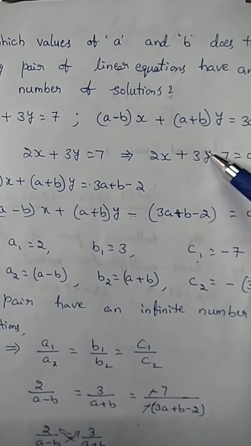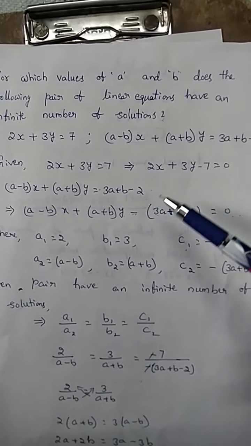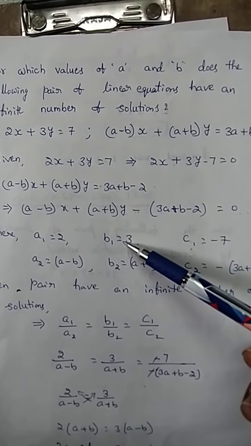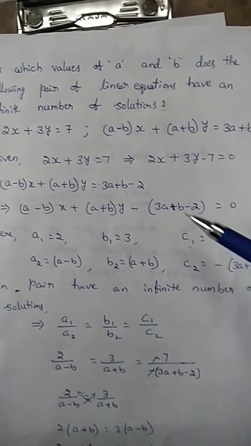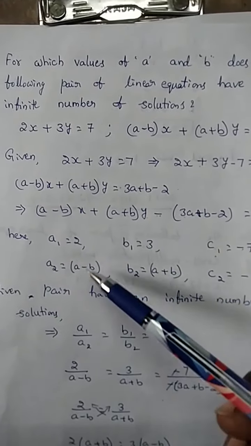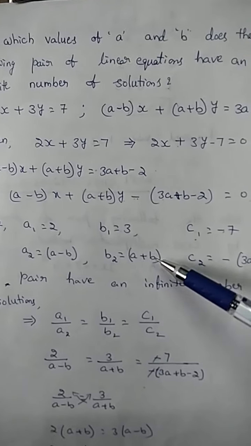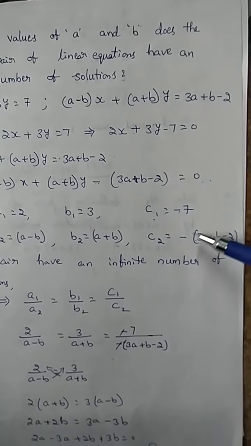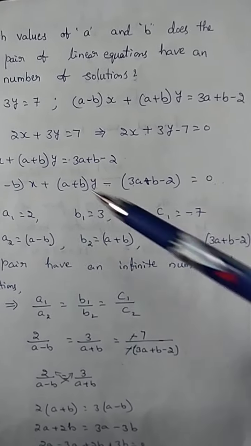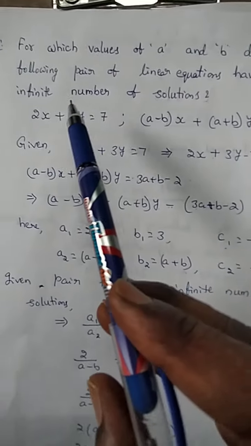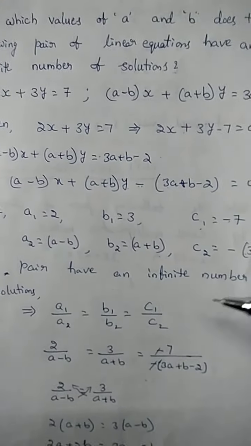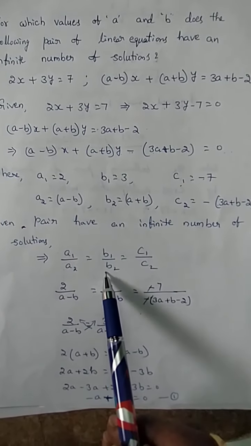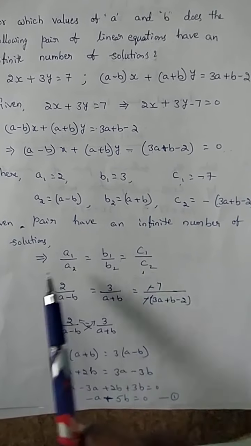These two equations are to be compared with the general form of the pair of linear equations. This is the first equation: a1 is equal to 2, b1 is equal to 3, c1 is equal to minus 7. Coming to the second equation, a2 is equal to a minus b, b2 is equal to a plus b, c2 is equal to the total with the sign, minus of 3a plus b minus 2. So these pair of equations have infinite number of solutions. Then according to the algebraic interpretation, a1 by a2 is equal to b1 by b2 is equal to c1 by c2. This is the condition.